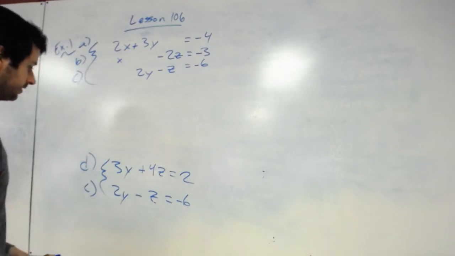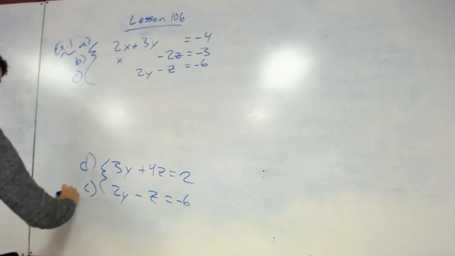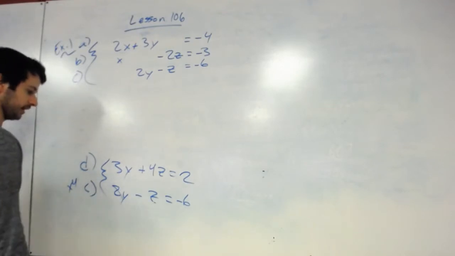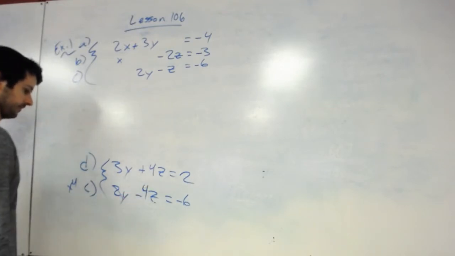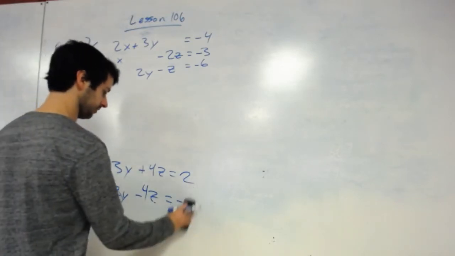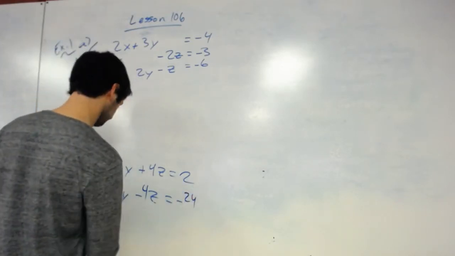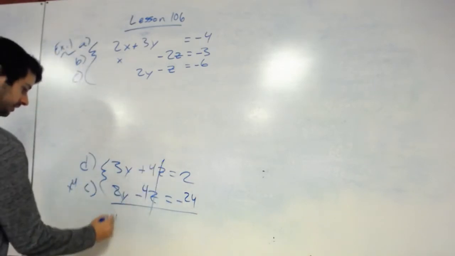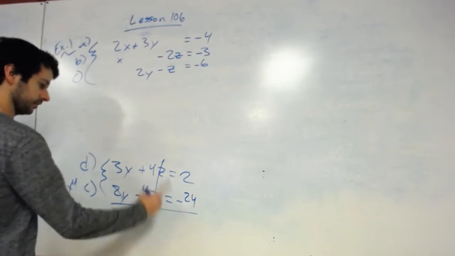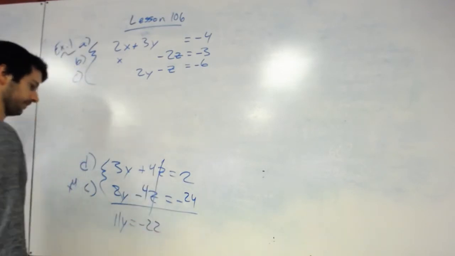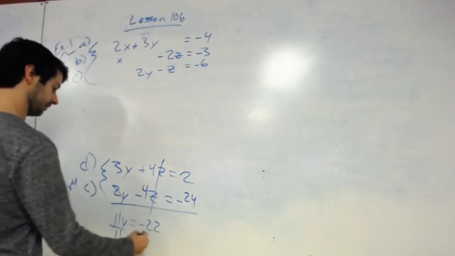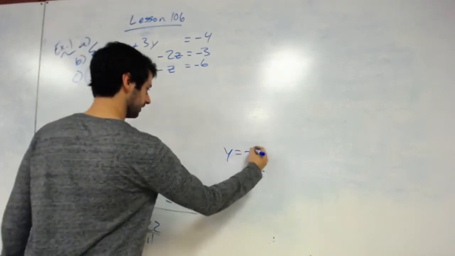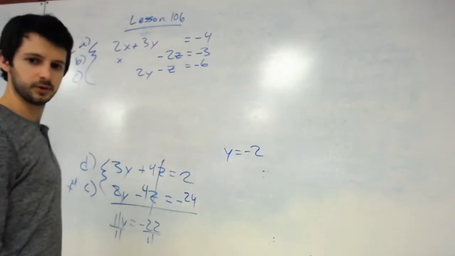So I'm going to use elimination, and I'm going to multiply the bottom by 4. So that becomes 8y, -4z, and this will be a -24. I look to solve, those cross out, 11y equals -22, divide by 11, y equals -2. Y equals -2.